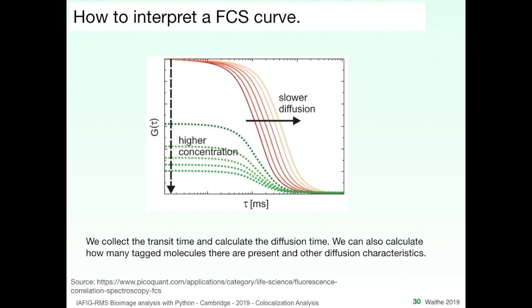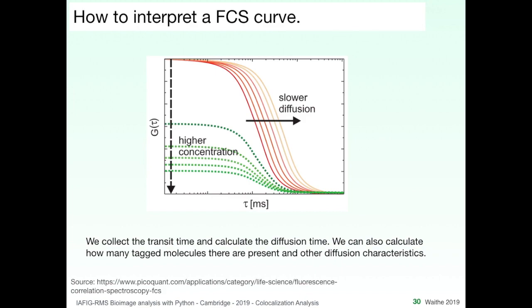So if the curve's further to the right, it indicates that whatever you're looking at is diffusing slowly. If it's further to the left-hand side, it means that it's diffusing very quickly, and so changes occurred very quickly in what you were looking at. And then the height of the curve indicates the level of concentration.